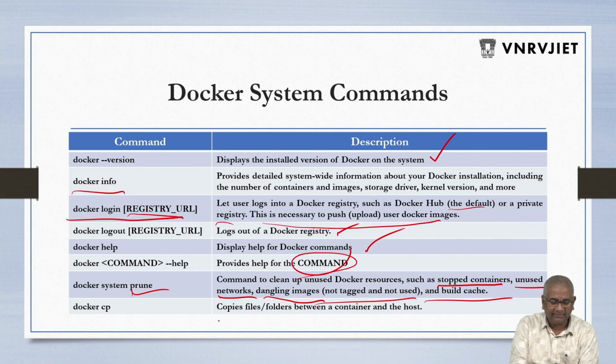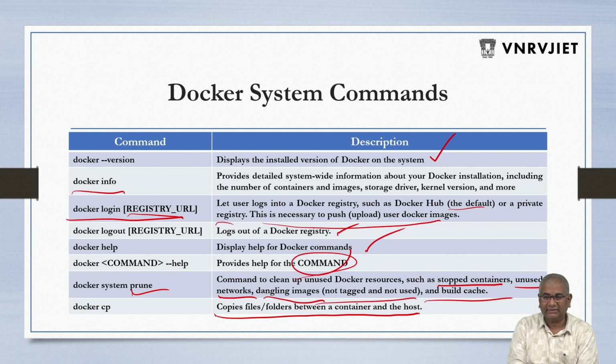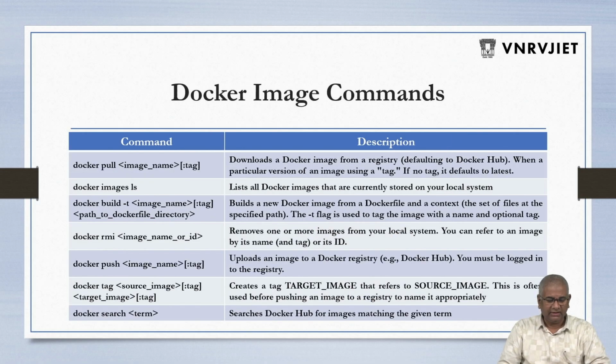Docker cp copies files and folders between the container and the host. So if you created a file and you want to copy it into a volume, use docker cp. So manually, that's how you do this.